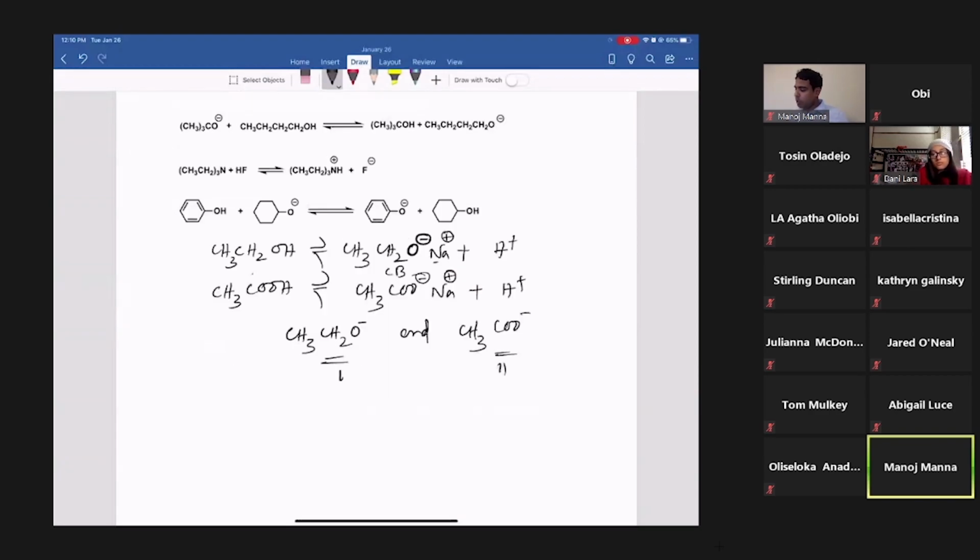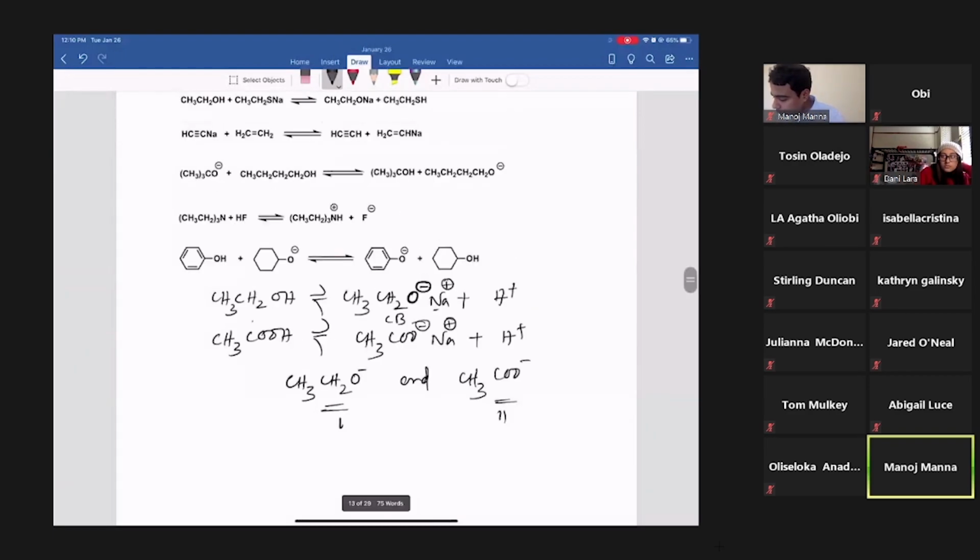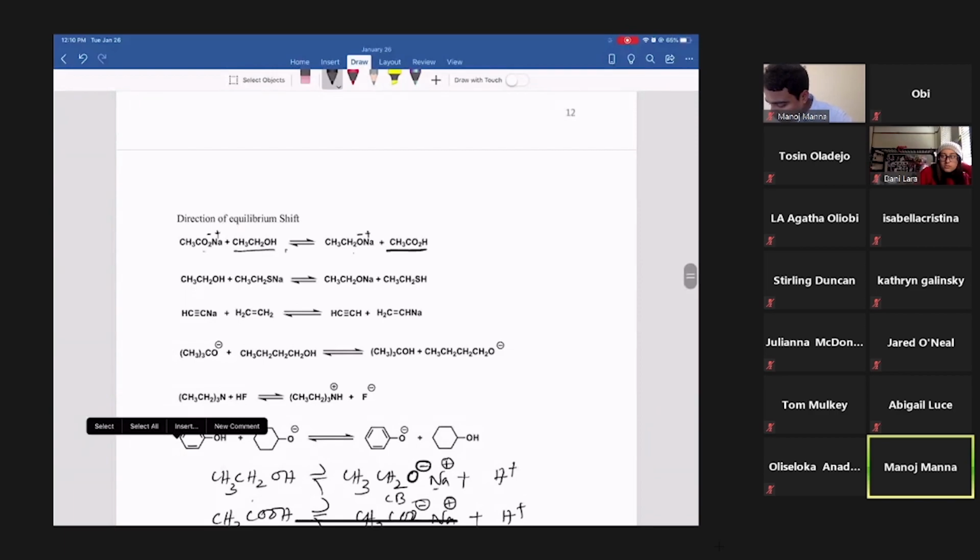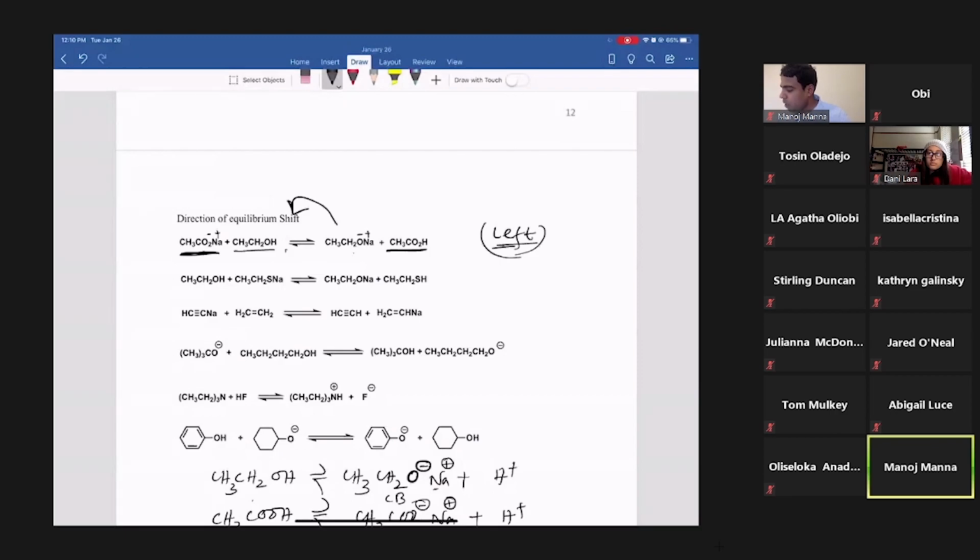Between 1 and 2, which one is the more stable conjugate base? Absolutely 2, because in 2 you have the opportunity of resonance, right? So that's why 2 is the more stable conjugate base. If 2 is the more stable conjugate base, the equilibrium will shift in this direction, towards the left. So in this particular case the equilibrium will shift towards the left.